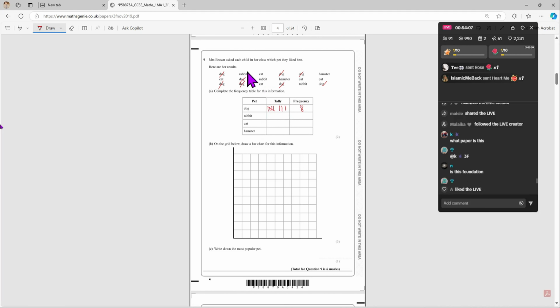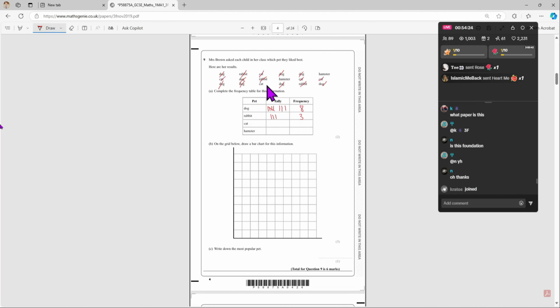And then we're going to do the rabbits now. 1, 2, 3. There are 3 rabbits. So frequency is going to be 3, and then tally is going to be like that. Do the same for cat. 1, 2, 3, 4, 5. 5 is going to be the frequency, and then the tally, and then lastly we're going to have 2 left for the hamsters. 2 is the frequency, and 2 as the tally. So this one's the easy part, worth 2 marks.